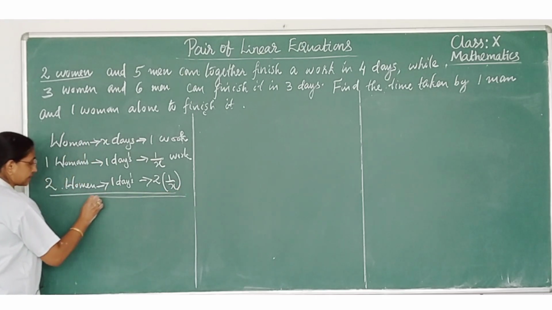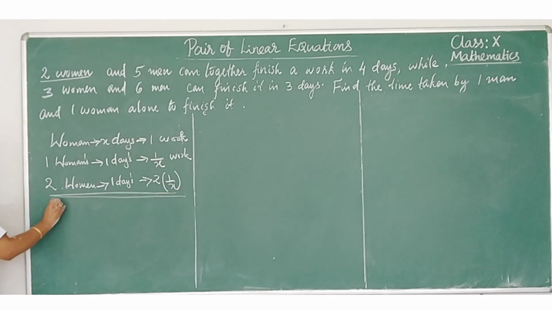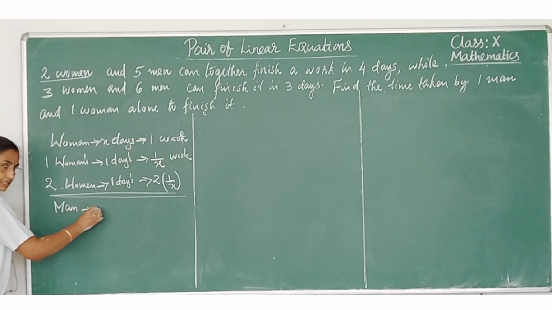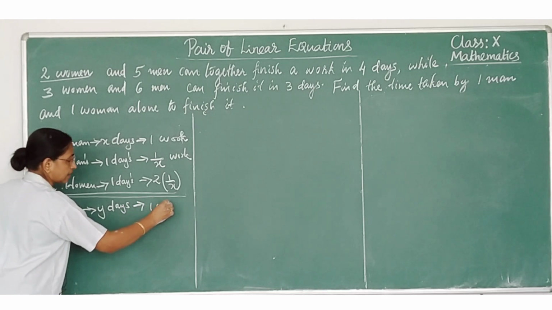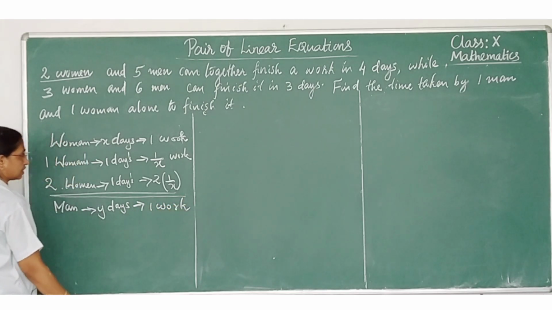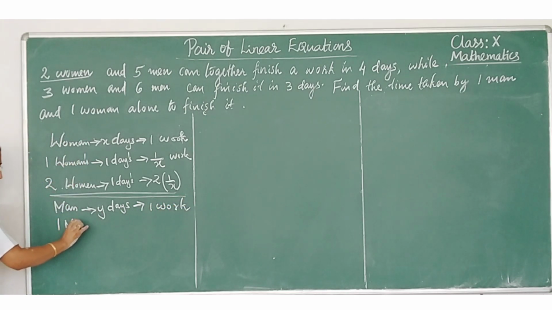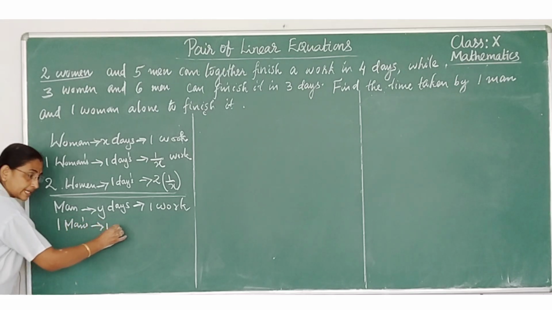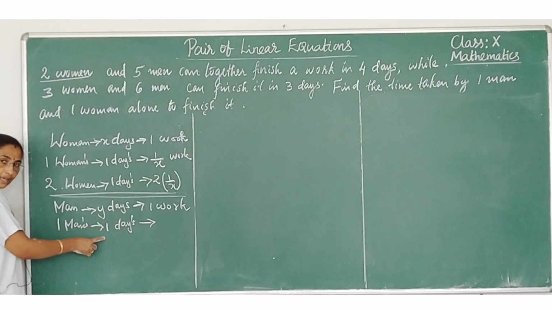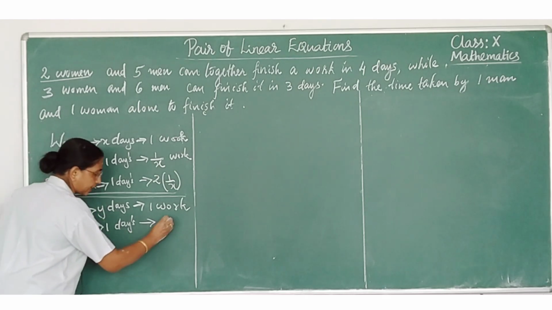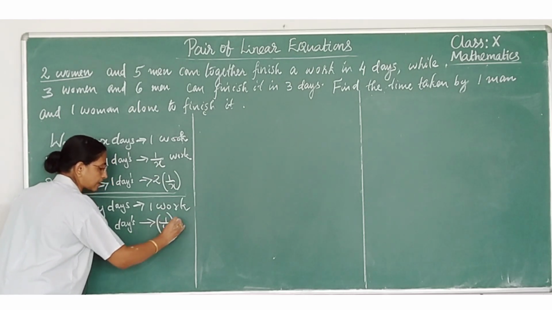Remember this step. In the same way, let a man take y days to complete one work. So, 1 man's 1 day's work is, dividing by y to get 1 day, you get 1 by y part of the work.